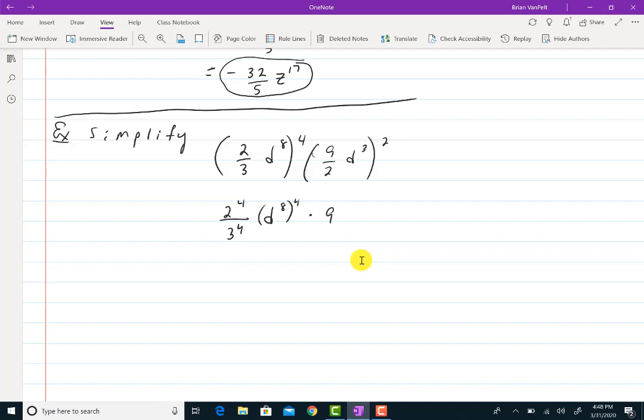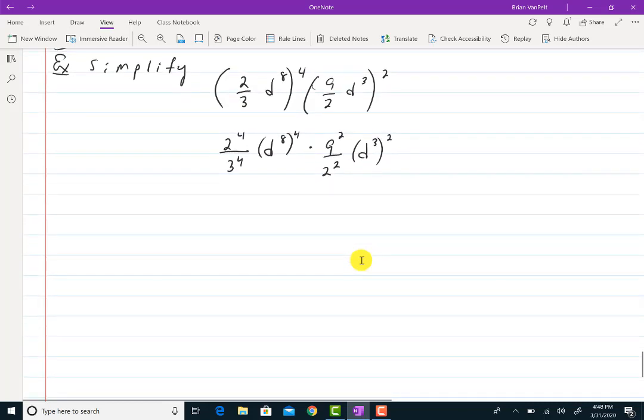Then I'll have 9 to the 2nd divided by 2 to the 2nd. D cubed to the 2nd power. Now let me go ahead and write these numbers out, what they're equal to. 2 to the 4th is 16. 3 to the 4th is 81. I am going to bring the other numbers out front. So this 9 squared over 2 squared I'm going to bring up next. That 9 squared was 81, and the 2 squared was 4. So make sure you keep this in mind. This piece here gave me 16 over 81, and then 9 squared over 2 squared gave me 81 over 4.